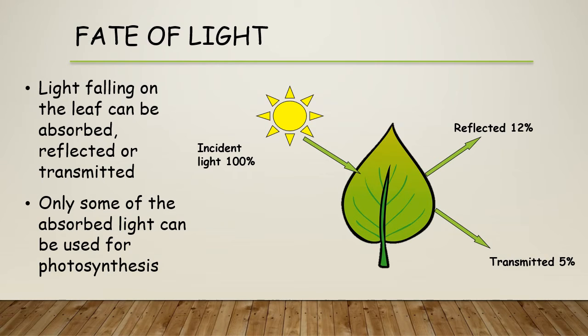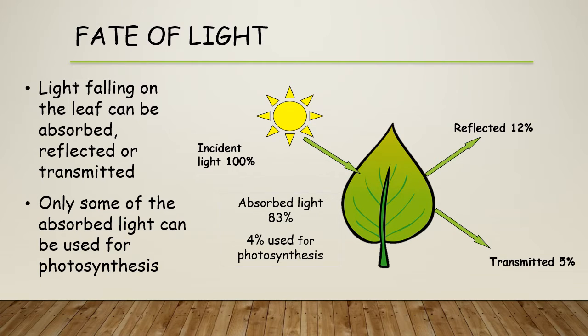Some of the light is actually transmitted through. If you sit in the shade of a tree, not all the light is stopped by the leaves. So 5% actually goes through the leaves. About 83% is absorbed by the leaf. Only 4% of it, however, is used for photosynthesis.